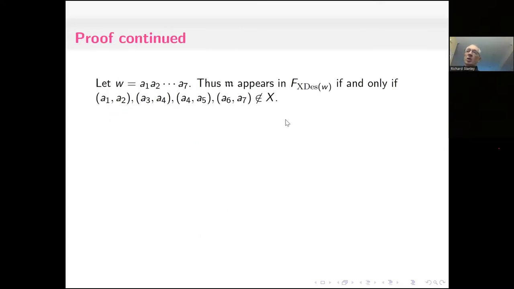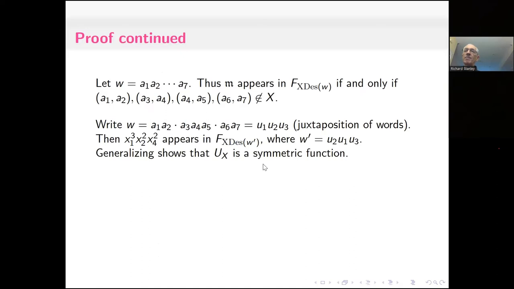Okay, so I've restated this observation. Now we factor our w corresponding to these exponents. There was an x1 squared, so we factor it after two terms, then an x2 cubed, the next three terms, and then x3 squared, the next two terms, or maybe it was x4 squared.